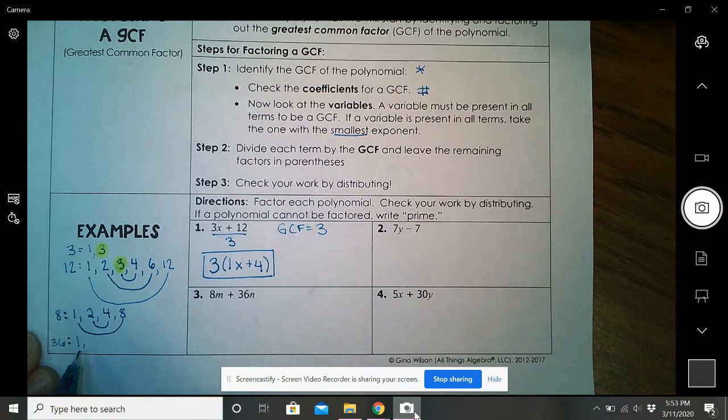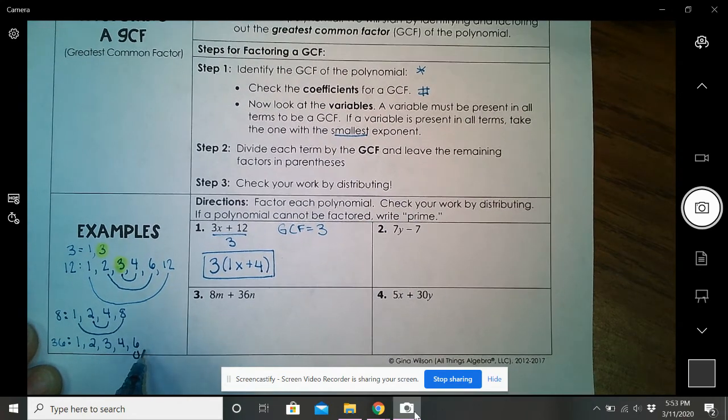Anything can be divided by 1. 36 can be divided by 2, that would make 18. 36 can be divided by 3, that would make 12. 36 can be divided by 4, that would make 9. 36 divided by 5 is a decimal, so 5 is out. 36 divided by 6 is 6, so this kind of loops back to itself.